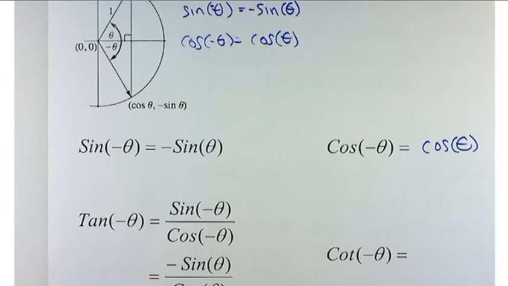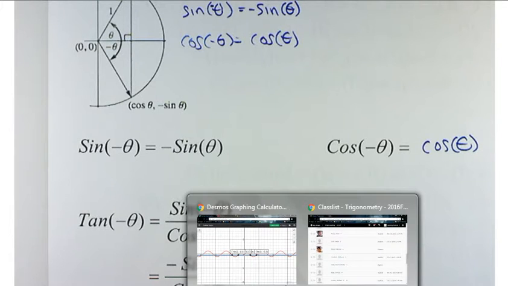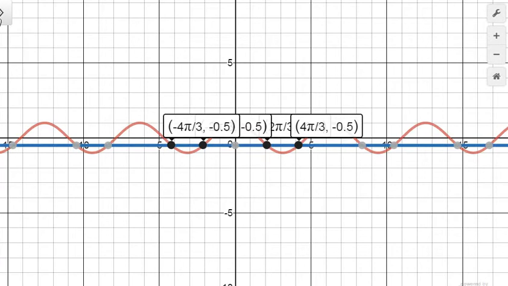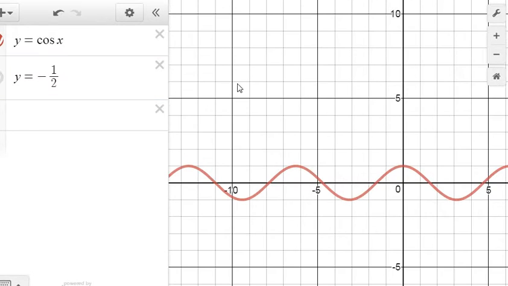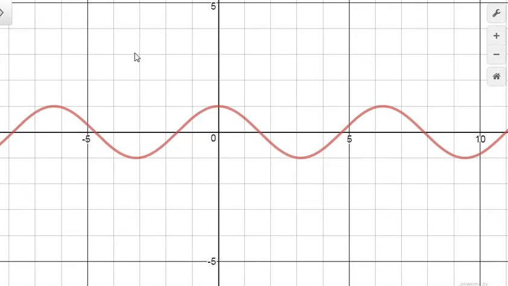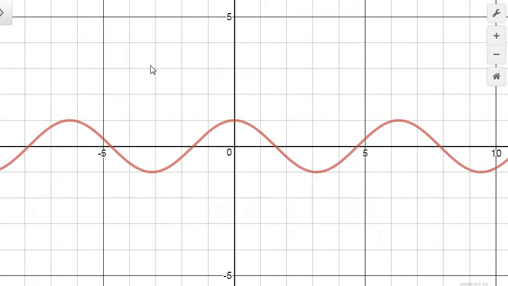That makes cosine what's called an even function. It's even because its graph is symmetric, just like the graph of y equals x squared. So there's our cosine function. If you look at it, it's even, or symmetric, with respect to the y-axis. It's symmetric around that. Okay, so this cosine was an even function.